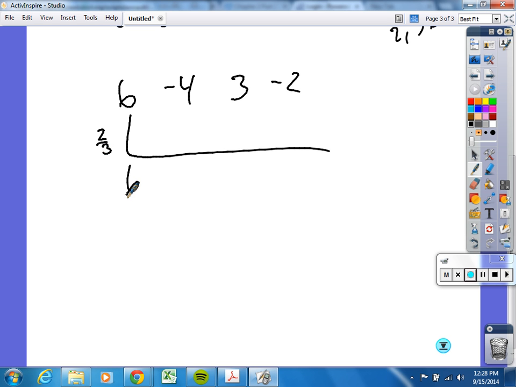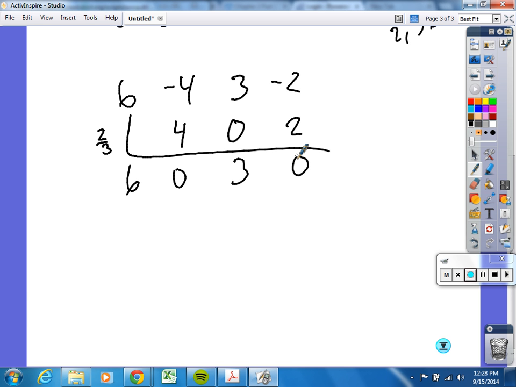So that's 6. 2/3 times 6 is 4. That's a 0. That's a 0. That's a 3. And that becomes a 2, which is a 0. So is 2/3 a factor? It is.